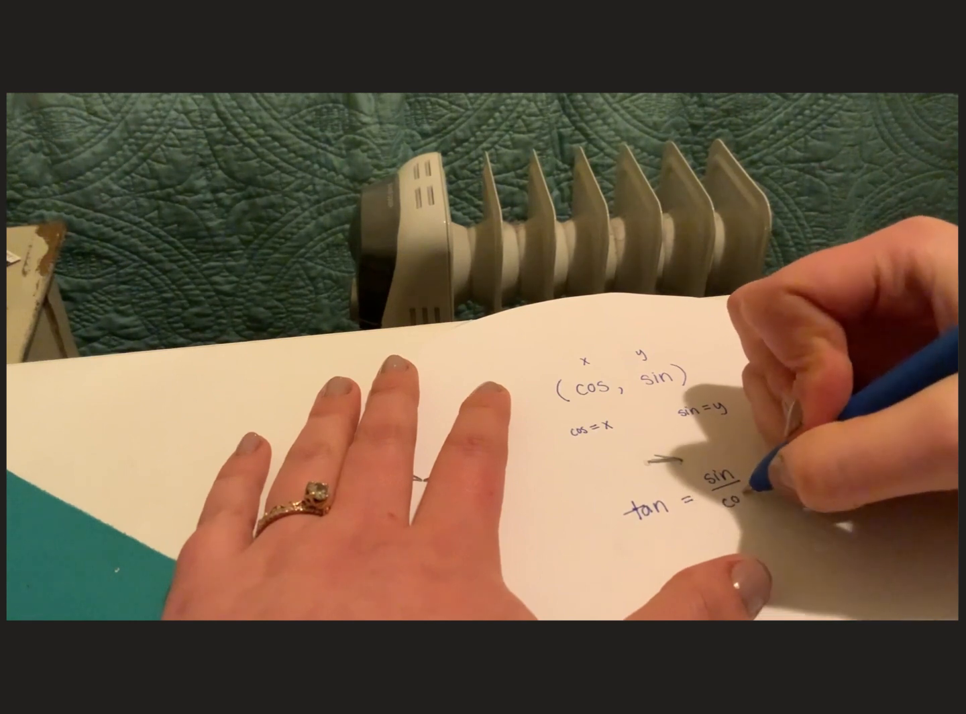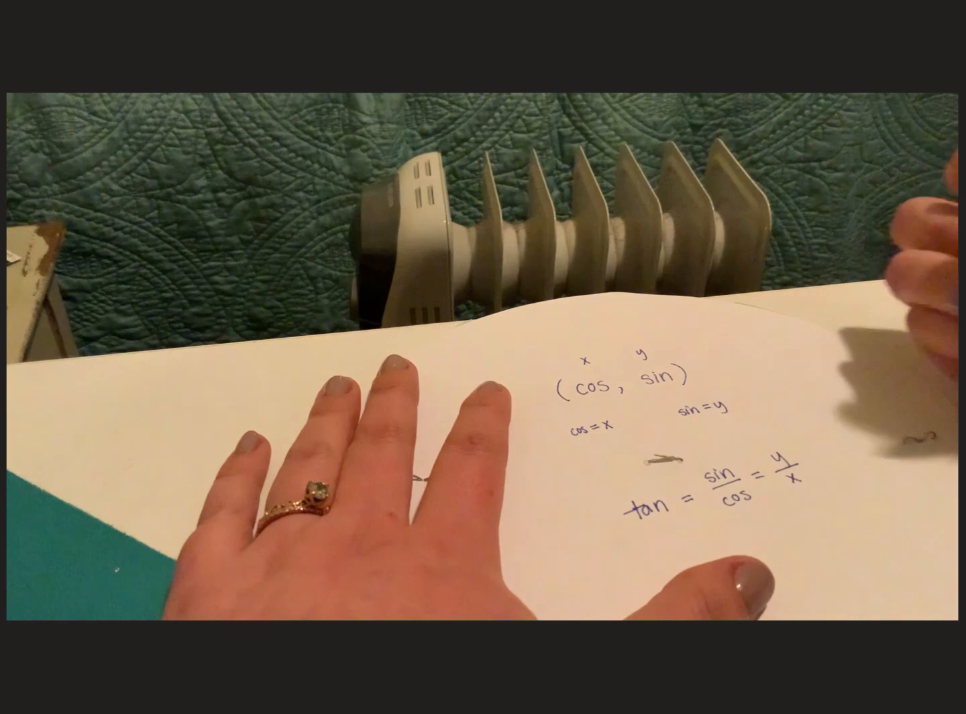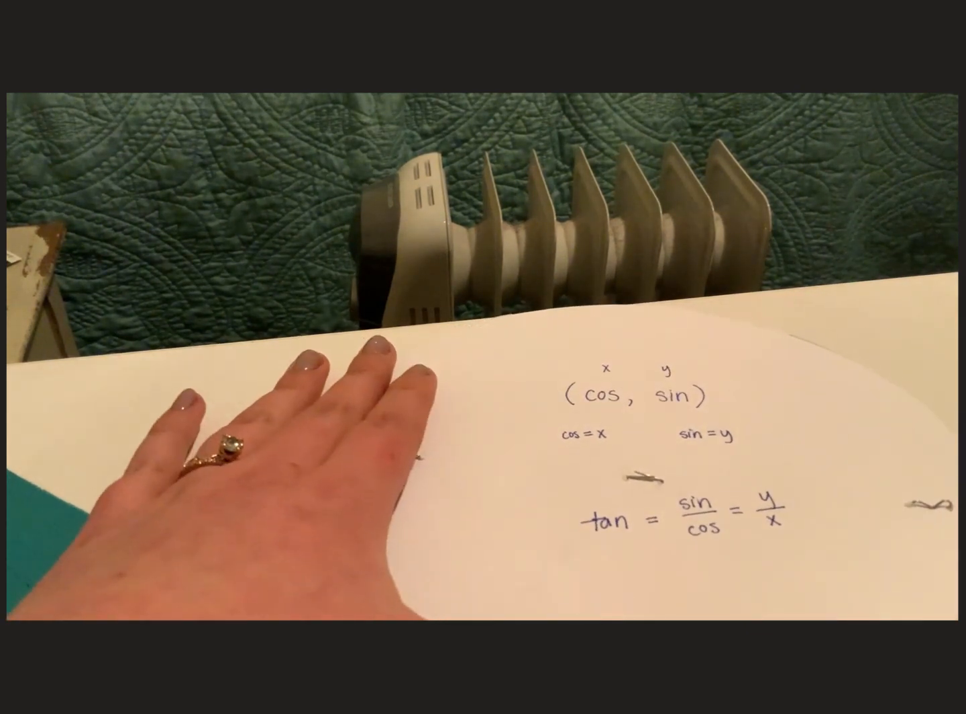Tangent is equal to sine divided by cosine. In terms of the unit circle, that's going to be y divided by x.